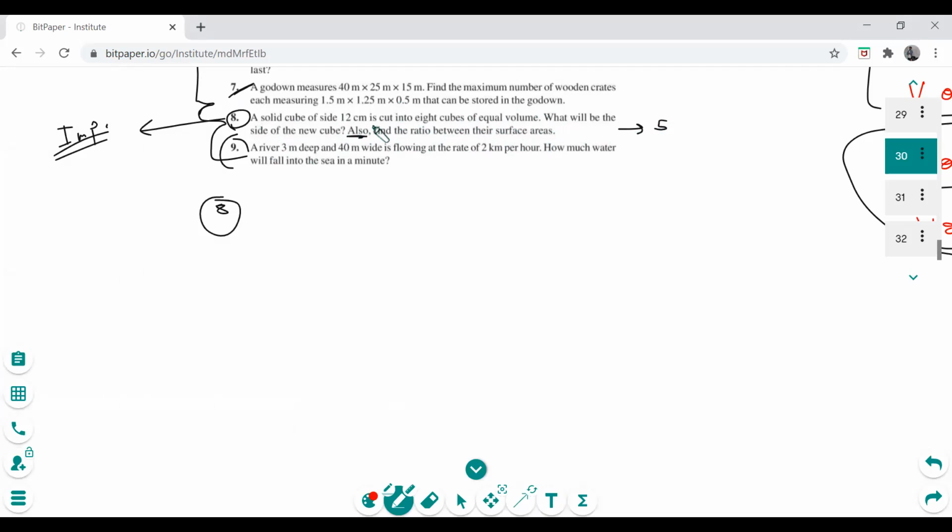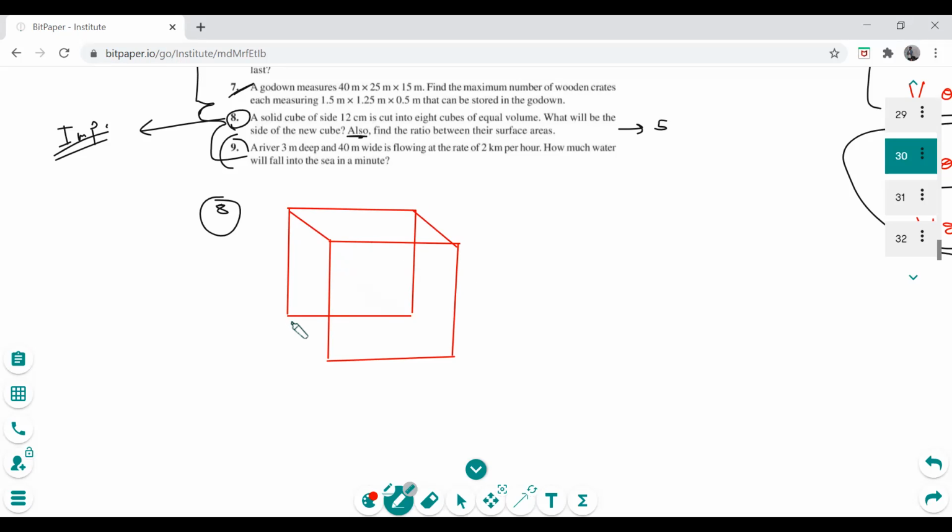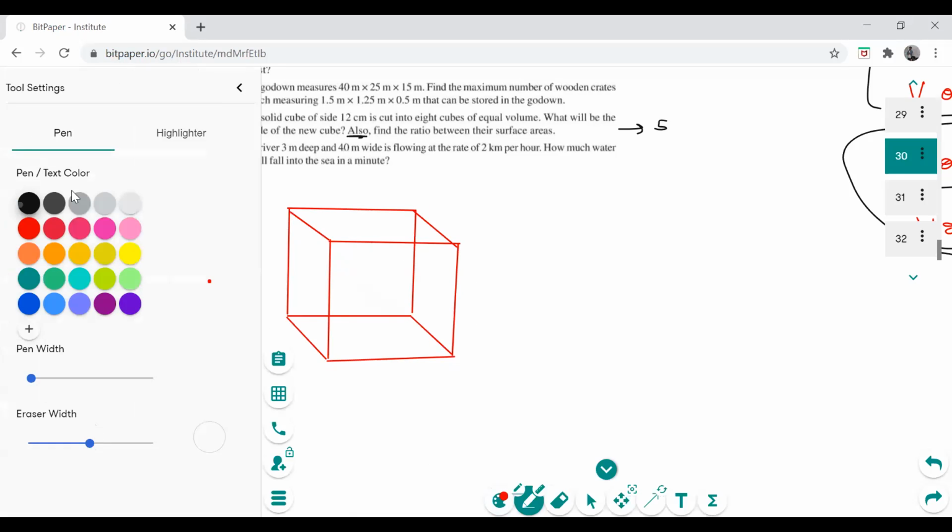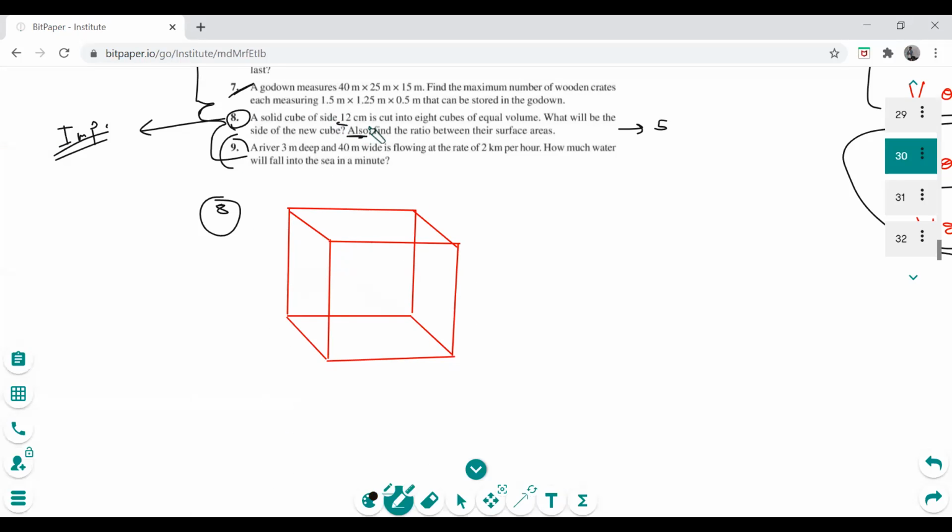A solid cube of side 12 centimeters is cut into 8 cubes of equal volume. So what I have is a solid cube. Let me draw a cube. This cube is made up of squares. That's my solid cube. We are slicing this, and it has a side of what? The bigger cube has a side of how many centimeters? We can read it from the question. It's 12 centimeters, isn't it? So all the sides of the bigger cube are 12 centimeters.